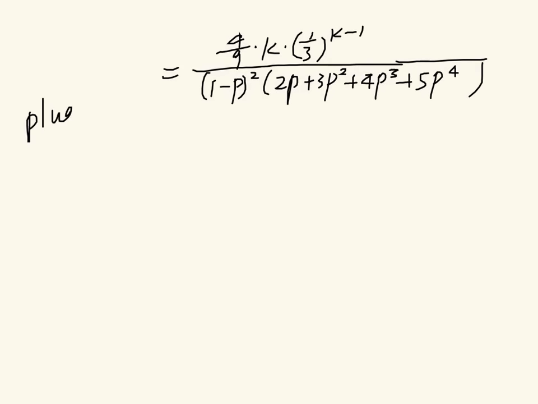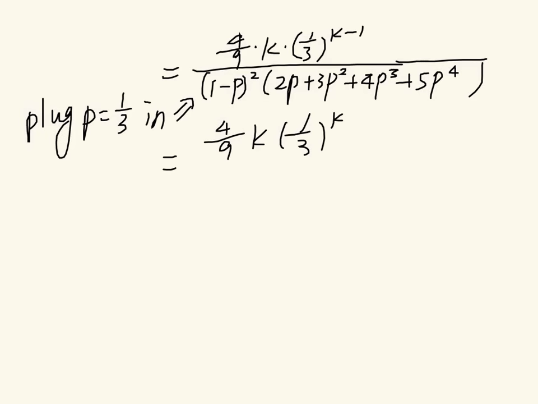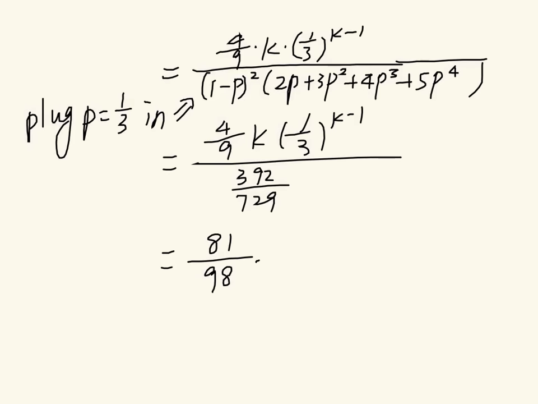We plug p equal to 1/3 in this. We have the right hand side equal to 4/9 times k times (1/3) to the power k minus 1 over 392/729, and equal to 81/98 times k times (1/3) to the power k minus 1.